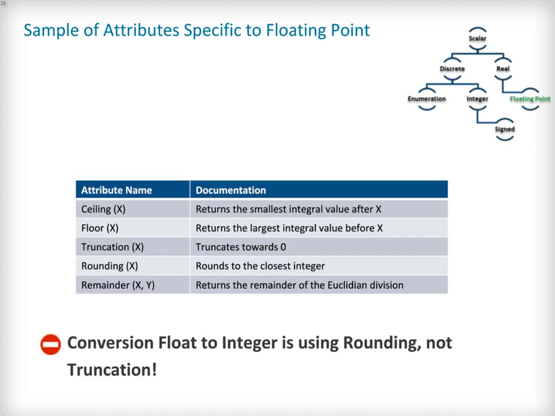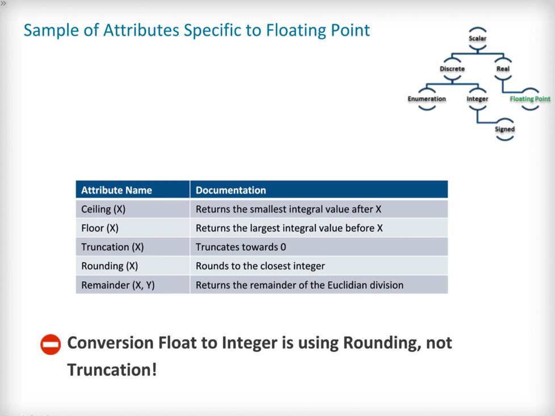Finally, here is a list of attributes that are specific to floating point values. You will find all means to convert a floating point value to its closest integer value by truncating it, rounding it, getting the floor, the ceiling.